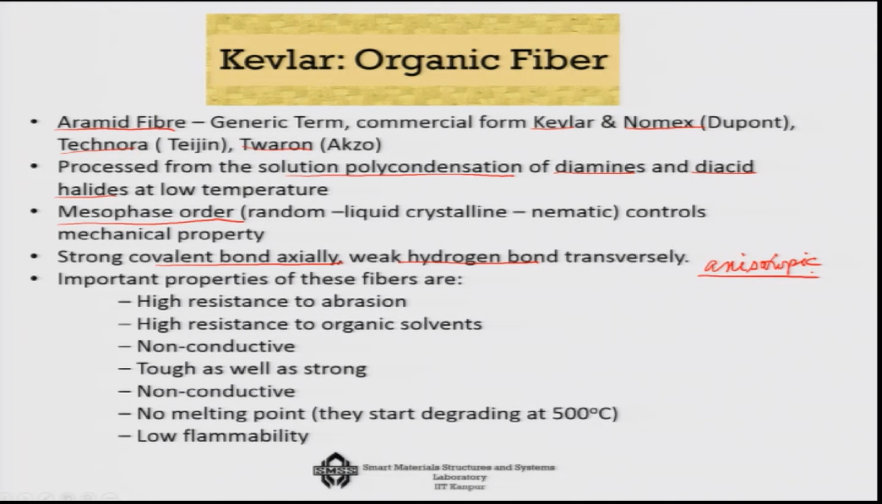So, in the composite, when you put them, the composite would definitely become anisotropic in nature, but they have high resistance to abrasion, high resistance to organic solvent, they are non-conductive, tough as well as strong, and have no melting point. Actually it degrades directly, that is why it does not have a melting point. From the solid state it directly degrades, gets volatile, and it has a low flammability. So, it will not burn very easily. These are some of the good points of Kevlar.